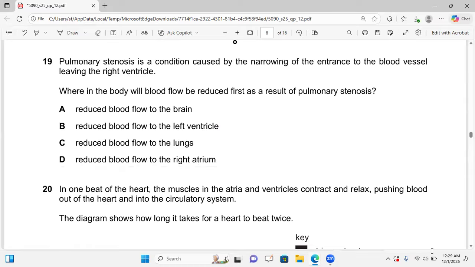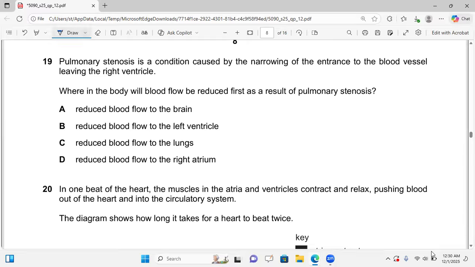Pulmonary stenosis is the condition caused by a narrowing of the entrance of the blood vessels, leaving the right ventricle. Where in the body will blood flow be reduced as a result of pulmonary stenosis? For this one, I will say this will happen when the lungs are going to reduce blood flow.